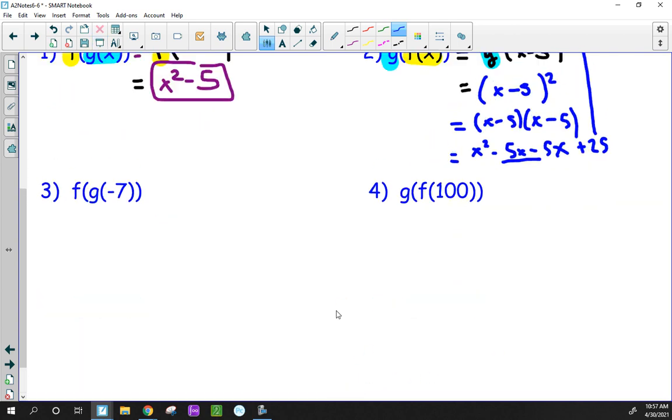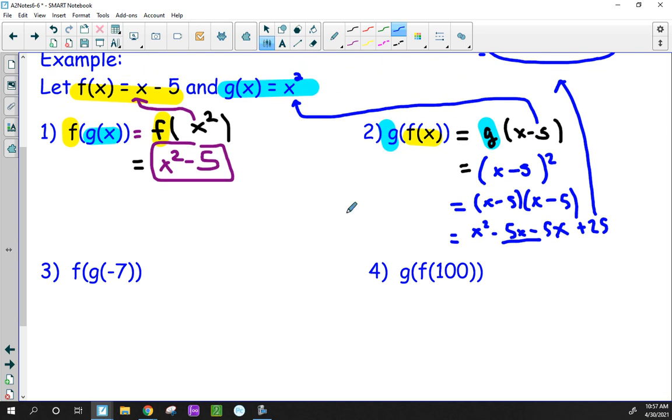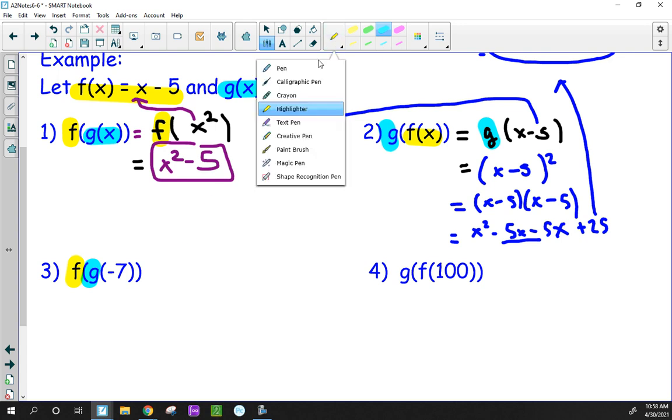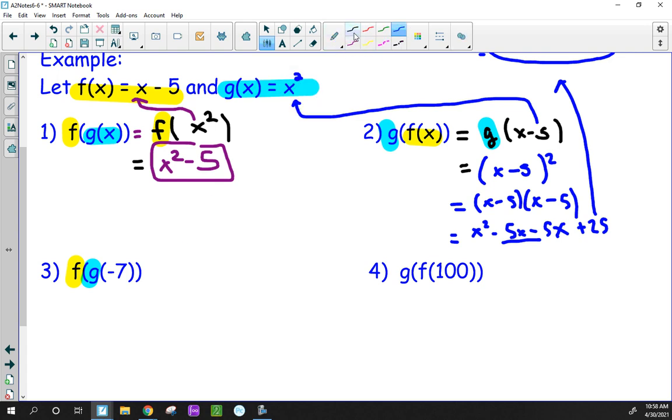Question 3. On number 3, again, I'll highlight so we can follow our lettering. This says find f of g of negative 7. Find f of g of negative 7. We are doing composition. We are combining two functions together. This time, however, instead of me just giving you an x or g of x or f of x, I've actually put a number here.